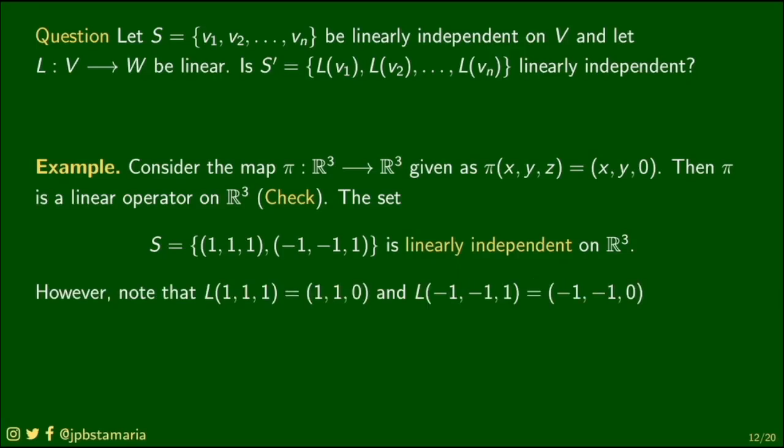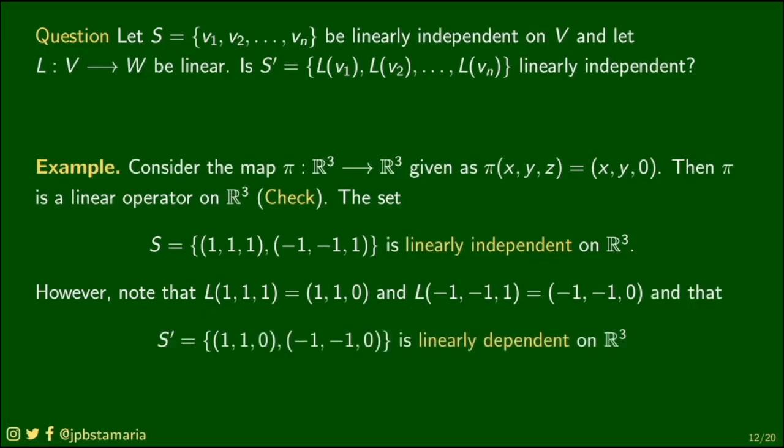If we take the individual images of these vectors under pi, I'm sorry, I think I incorrectly used L. This should be pi. The pi will zero out the third coordinates as shown. We are left with the following, S prime.